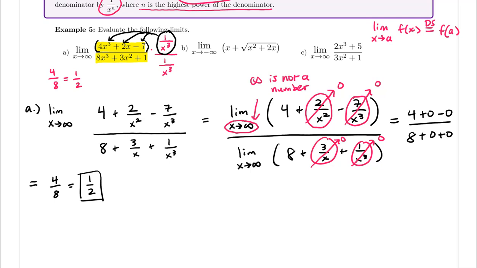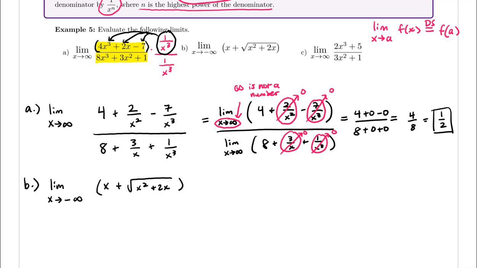Let's move on to part B, which tends to be a more challenging limit for calculus students. So let's talk about it. All right, we have the limit as x approaches negative infinity of the function x plus the square root of x squared plus 2x. And the strategy that I'm going to take on is I'm going to once again multiply this by a fancy form of the number 1, and I'm going to multiply the numerator and the denominator by the radical conjugate. So remember, the radical conjugate, in this case, would be x minus the square root of x squared plus 2x.